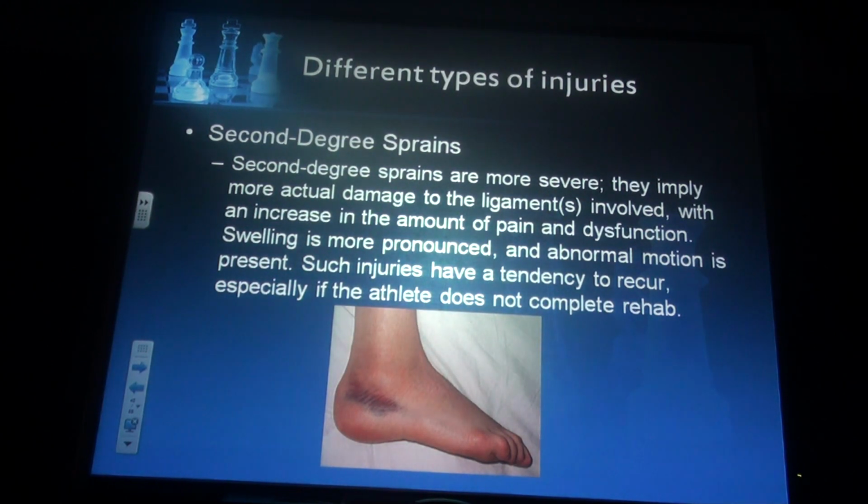Right here you have a picture of a second degree sprain. You see how there's a lot of swelling in here. There's some swelling down in the foot, and you get this purple color. We call this ecchymosis. Whenever you were wondering what that term was when you're looking at a picture, that is ecchymosis. That's that purple discoloration they start getting when the sprain starts to heal.